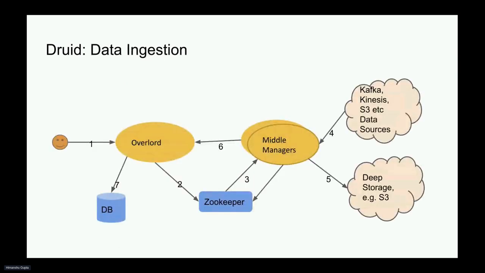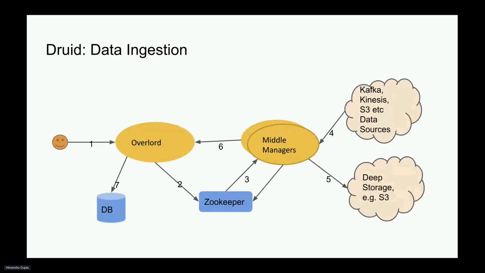So let's try to understand how data gets inside the Druid system. As a user, your data might be sitting in Kafka, Kinesis, S3, or anywhere. So there are a lot of different sources which are supported in Druid. As a user, you will submit something called a task to this node called Overlord.